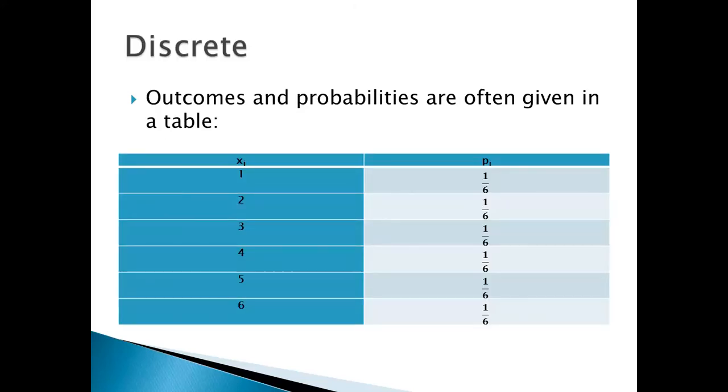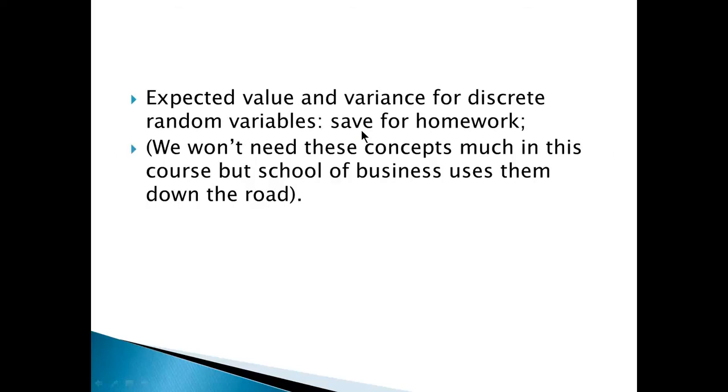So, a simple example of a discrete random variable: you roll a die, the outcomes, called the x sub i, are 1, 2, 3, 4, 5, or 6, those are the things that could happen, and the probabilities, p sub i, are 1/6, 1/6, 1/6, all the way down the line. Very simple for discrete. The expected value and the variance for discrete random variables, we'll save for homework if we do it at all. We won't need those concepts much in this course, but the School of Business uses them down the road.